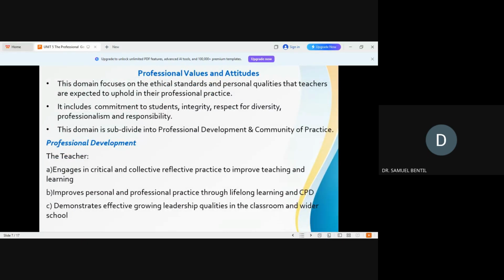Now, when we talk of professional values and attitude as the first domain, we are saying that this domain focuses on the ethical standards.